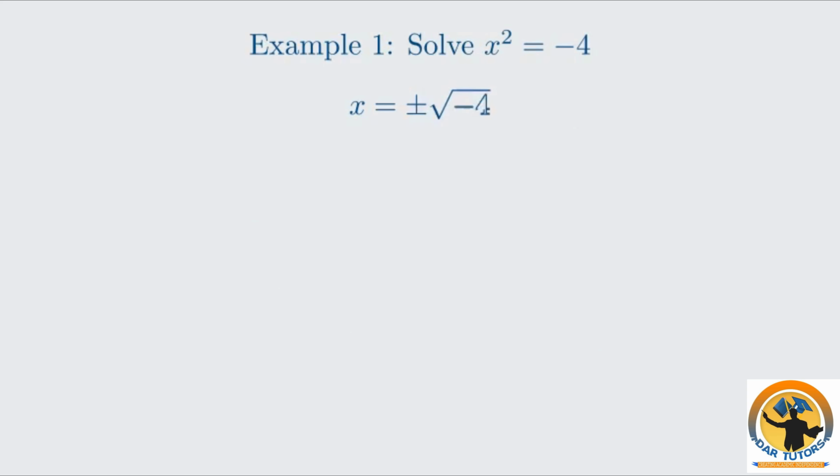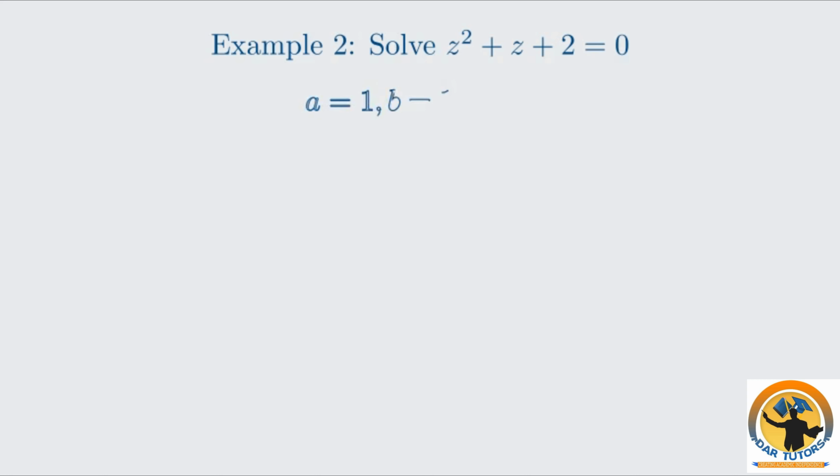Consider the equation x squared equals -4. To solve for x, we take the square root of both sides, giving us x equals plus or minus the square root of -4. We can rewrite the square root of -4 as the square root of 4 times the square root of -1. We know the square root of 4 is 2, and we've just defined the square root of -1 as i. So the solutions are x equals plus or minus 2i. These are two purely imaginary solutions.